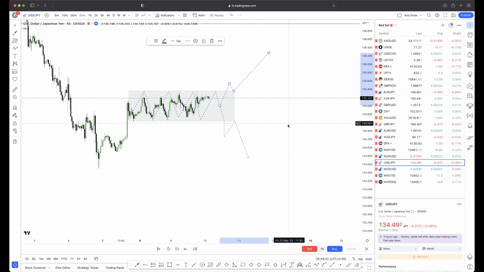Price breaks out, comes back for a retest, and then we buy, or price breaks down, comes back for a retest, then we sell. That is why I call it market in a bust. So basically, this is for consolidation market.